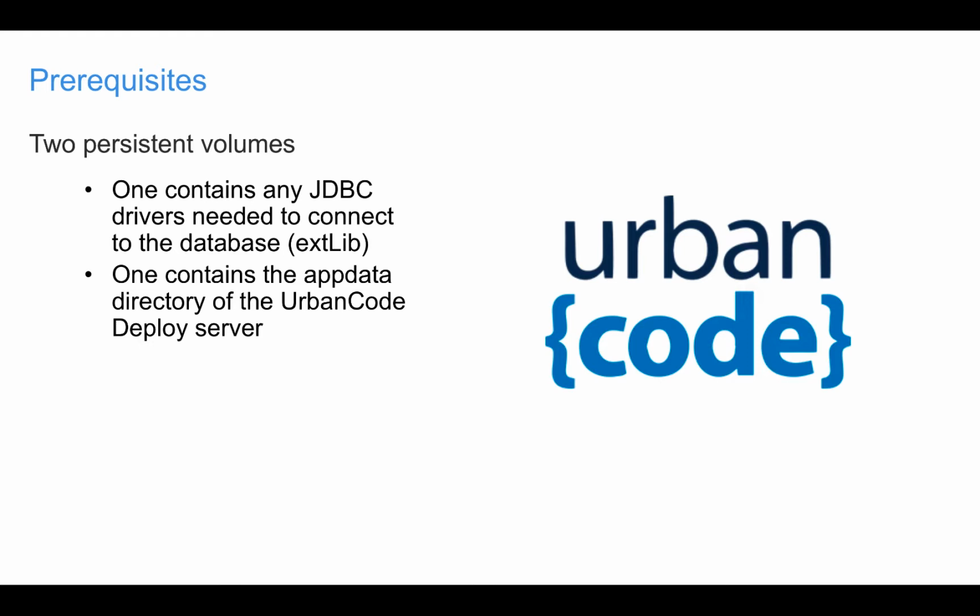The other persistent volume will contain the UrbanCode Deploy app data directory. This directory contains various configuration information for your UrbanCode Deploy server. For example, if you install a plugin into UrbanCode Deploy, it will be stored in the app data directory. We need to persist this folder so that, if our container dies or is restarted, our app data directory will live on and our server will not lose any changes we have made.